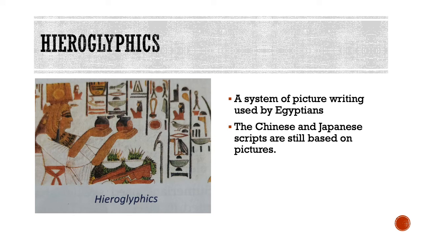Later Egyptians used a system of picture writing which was known as hieroglyphic. So hieroglyphics was a system of writing which was started by Egyptians. Now it consisted of pictures. Even today Chinese and Japanese scripts are based on pictures. You might have seen Chinese writing scripts. So it represents pictures and it is very difficult to understand for us.